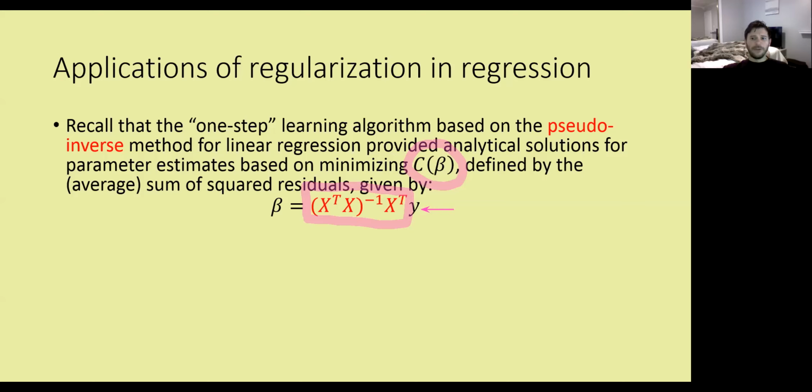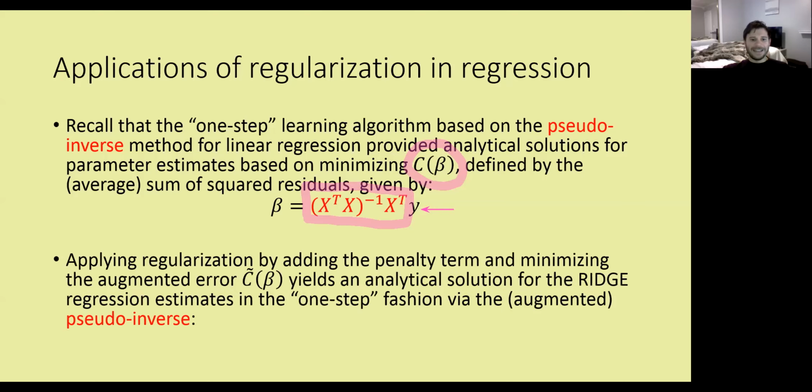Okay, if we applied regularization and added that penalty term to this problem, meaning we are now minimizing not the original cost function but this augmented cost function, which includes the penalty term, then in the case of ridge regression we do also have an analytical solution that we can derive in a one-step learning fashion, very similar to how we derive the pseudo-inverse estimator. And there's a small adjustment here. Let me just talk about that for a moment. So here is the small adjustment.